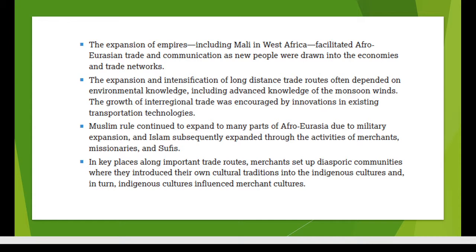Sufis really had a lot of success. They were most successful in Central Asia and in South Asia, converting people. Yay, Mamluk Caliphate. Modern day Egypt, North Africa.